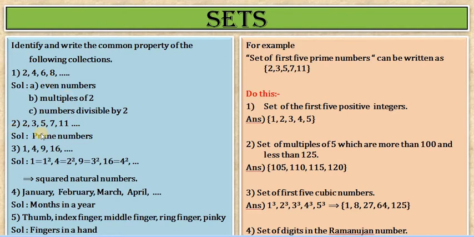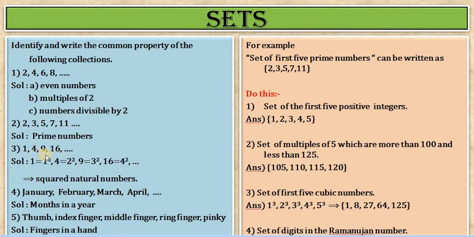Now second example, 2, 3, 5, 7, 11, etc. Now what type of numbers are these? These are prime numbers. Prime numbers means the numbers which are not divisible by any other number except itself, or the numbers which are having factors 1 and itself, and no other value exists as factors. Let us go to third, 1, 4, 9, 16, etc.